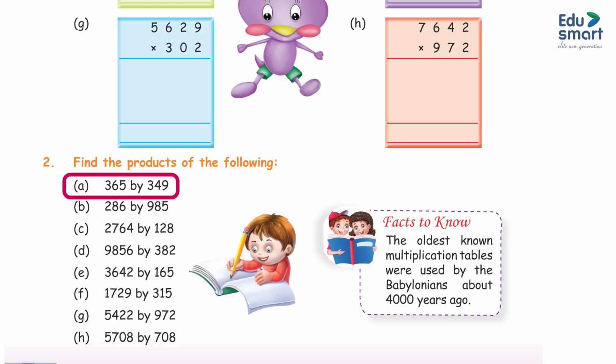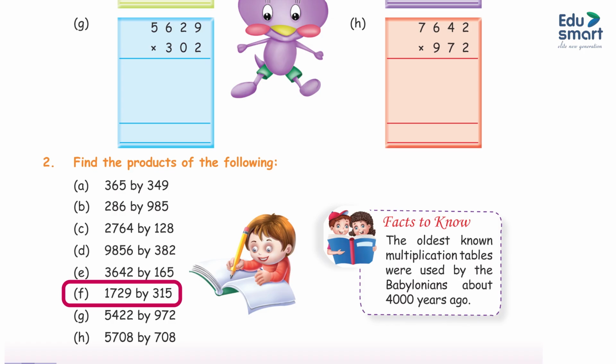A. 365 by 349. Answer: 1,27,385. B. 286 by 985. Answer: 2,81,710. C. 2,764 by 128. Answer: 3,53,792. D. 9,856 by 382. Answer: 37,64,992. E. 3,642 by 165. Answer: 6,930. F.